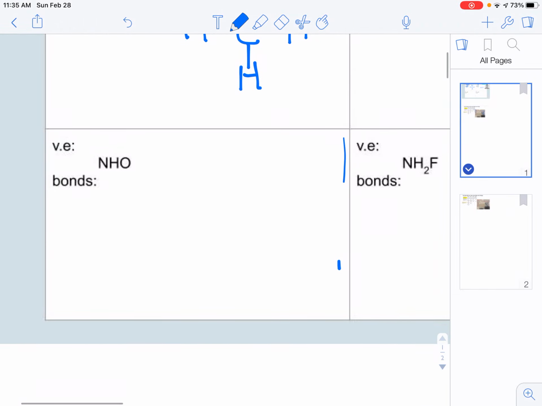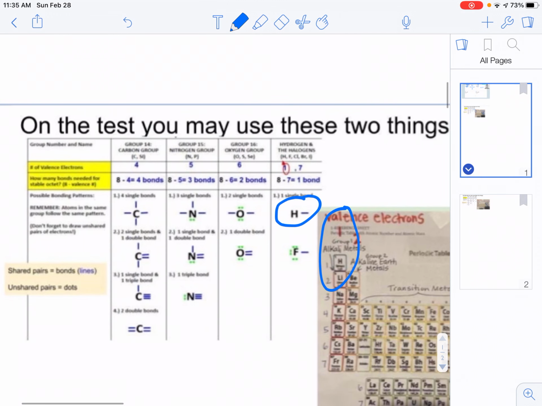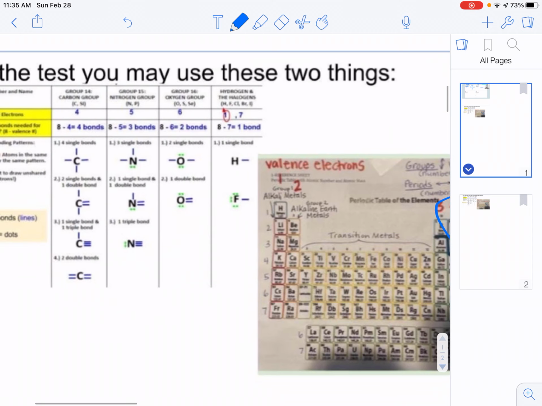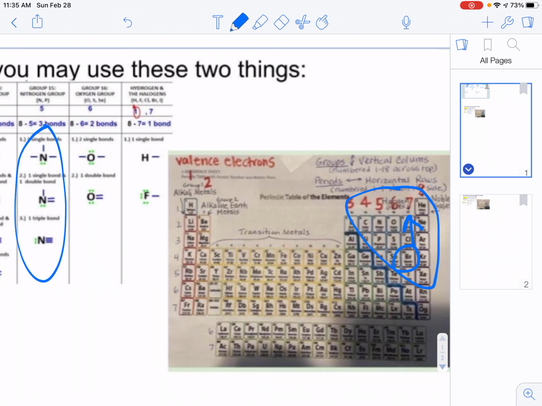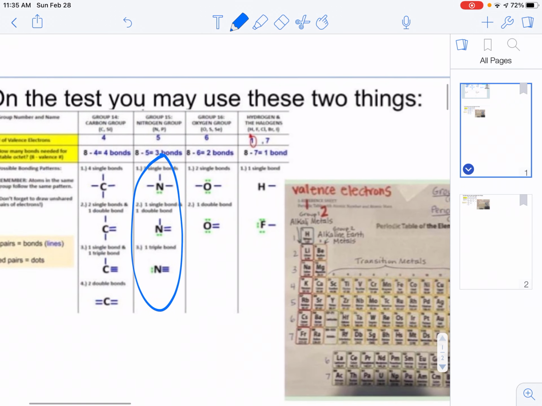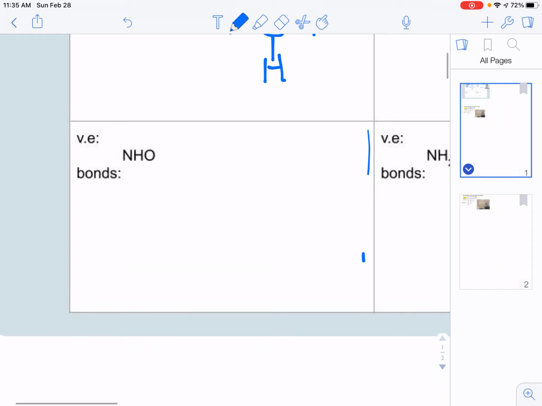NHO. Let's do valence electrons and bonds. So here I can use my bond chart pretty easily since N is the example they gave. I can also find it over here. N is in group 15, so it has 5 valence electrons, and 8 minus 5 means it has 3 bonds. So I'm going to put above 5 and below 3.